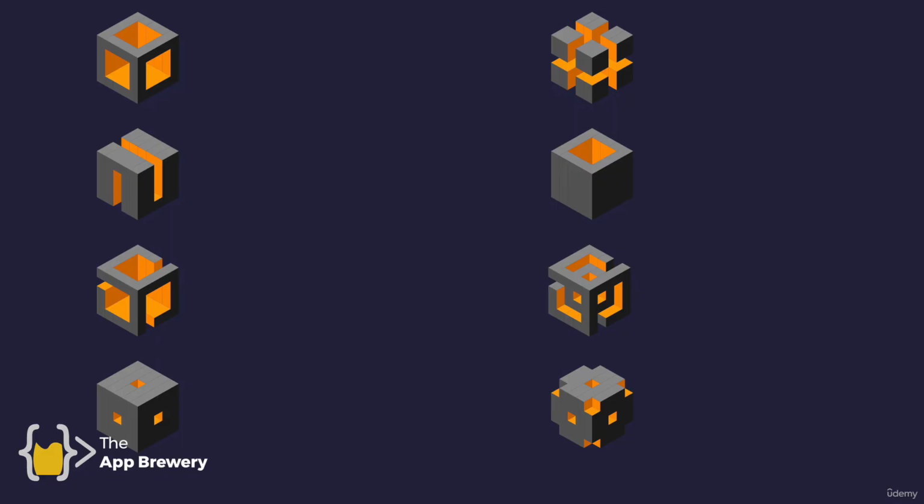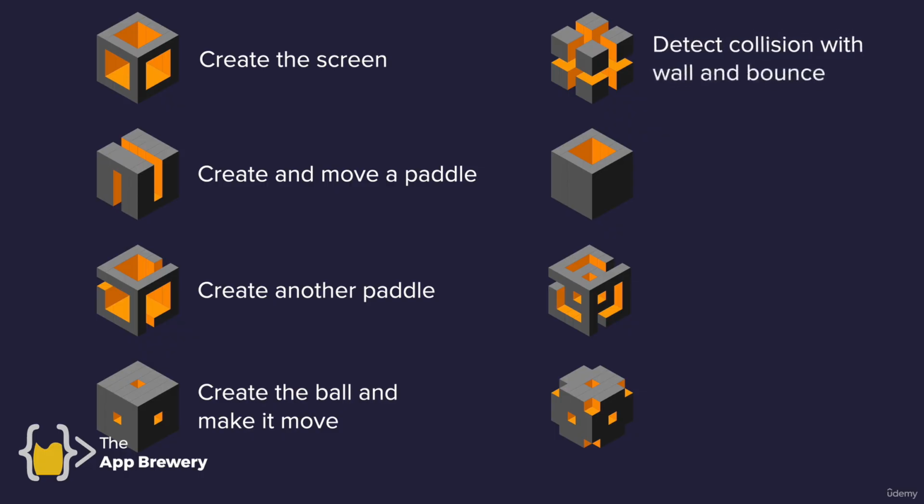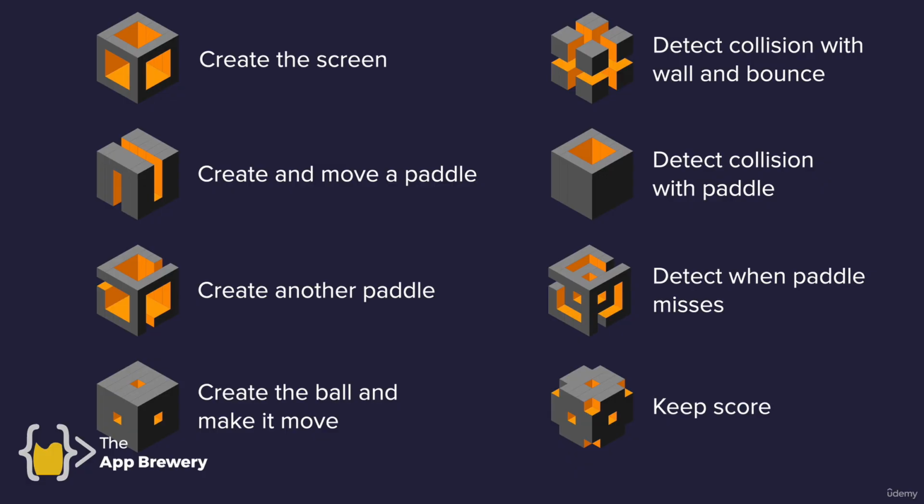First, we're going to figure out how to create the screen, how to create and move a paddle, and then create another paddle so we can have a 2-player game, and then create the ball and make it move constantly across the screen, and figure out when it collides with a wall and make it bounce back, and then detect when there's a collision with the paddle to know when to bounce it back. Finally, we'll figure out when a user scores when the paddle misses the ball, and we'll keep the score using a scoreboard like before.